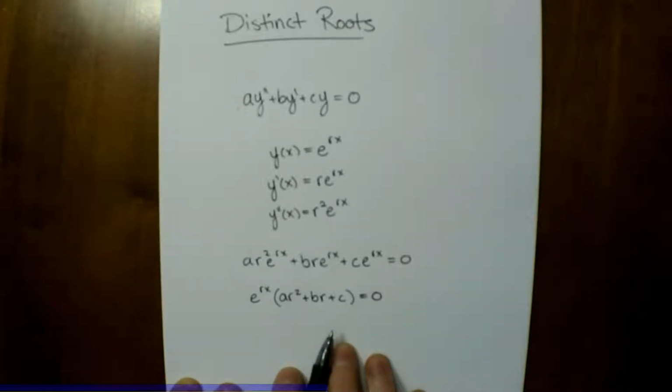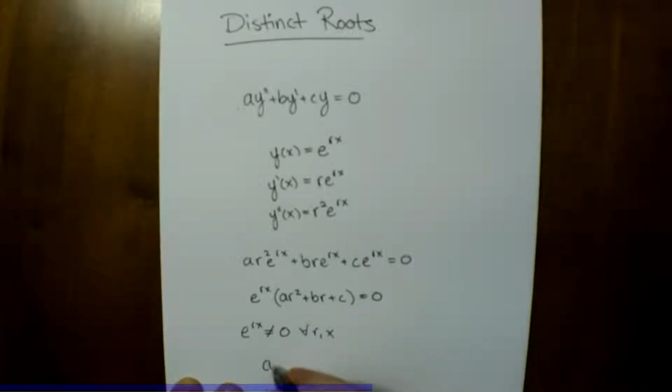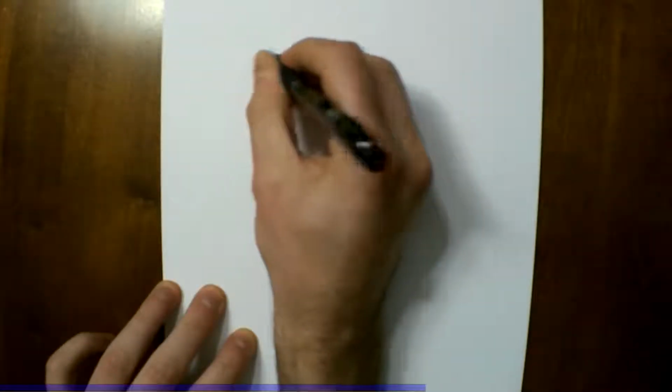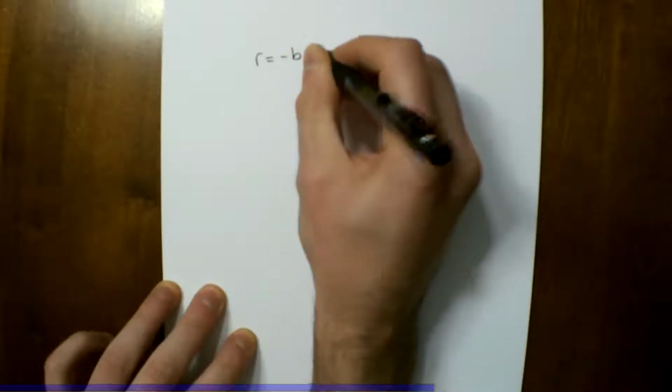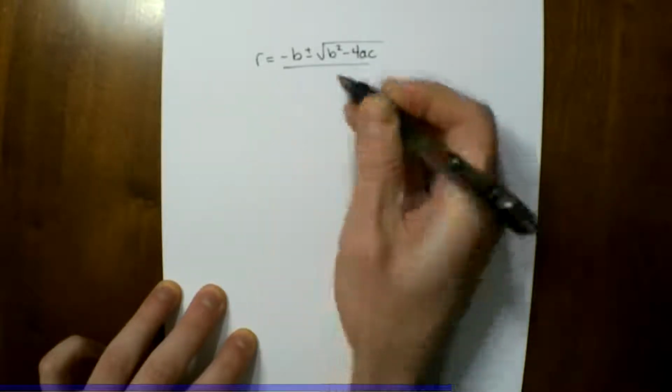Now, there's something very special to note here. e^(rx) is not equal to 0 for all r and for all x. This is an important realization, because that means in turn ar^2 + br + c, if this is true, must then equal 0. Well, this is a quadratic equation. We know how to tackle this. This must then be true when r equals negative b plus or minus the square root of b^2 minus 4ac, all over 2a.